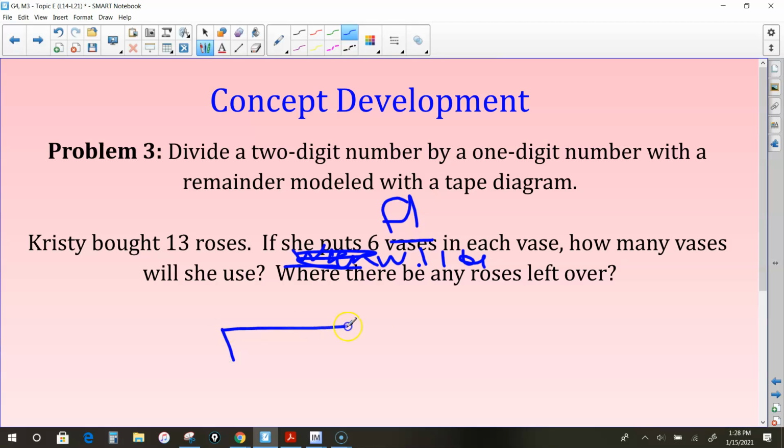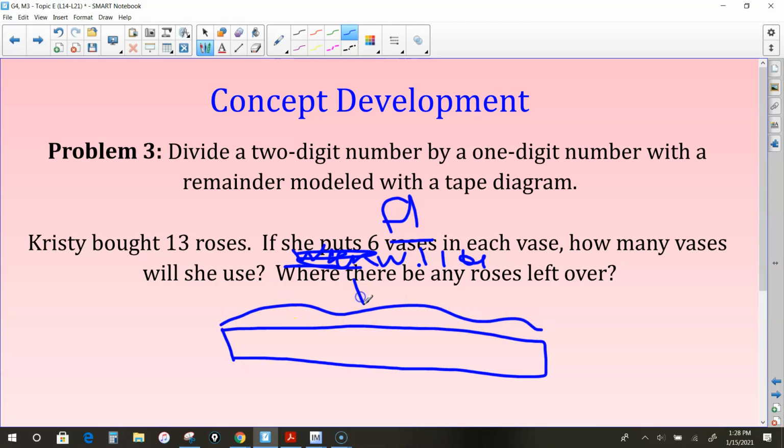So I want to draw my bar diagram, and I know that I'm going to label the whole thing 13 because that's my whole. And then it says I put 6 in each vase, so I know when I fill this first vase up, I've used 6 roses. And so I know I can do another set of 6. So I fill up another vase, and that's 6 roses. So I know that makes 12 roses. And so then that tells me that I have 1 rose left over.